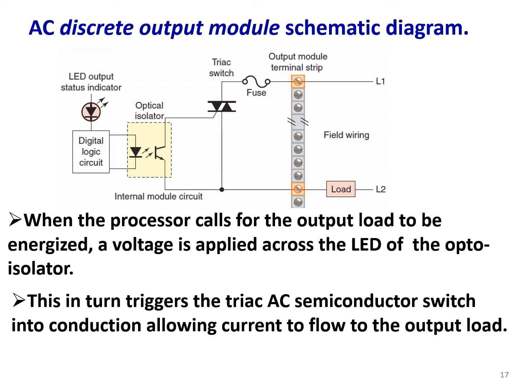Okay, so when the processor calls for the output load to be energized, a voltage is applied across the LED of the opto isolator. And this in turn triggers the triac AC semiconductor switch into conduction, allowing current to flow to the output load. So very similar again to the input module. We have a LED, we have a receiver that acts like a switch, this transistor here, and basically closes the circuit on the power side.